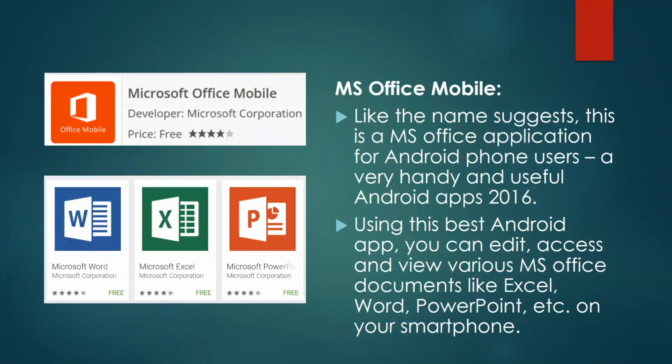So one of the things is MS Office, Microsoft Office for mobile devices. Like the name suggests, it is a full-blown version of Office. And if you use these apps in conjunction with OneDrive, that means anything that you create on your PC and save to OneDrive, you will be able to access from your mobile device. So there are examples of Word, there's Excel, and there's PowerPoint.